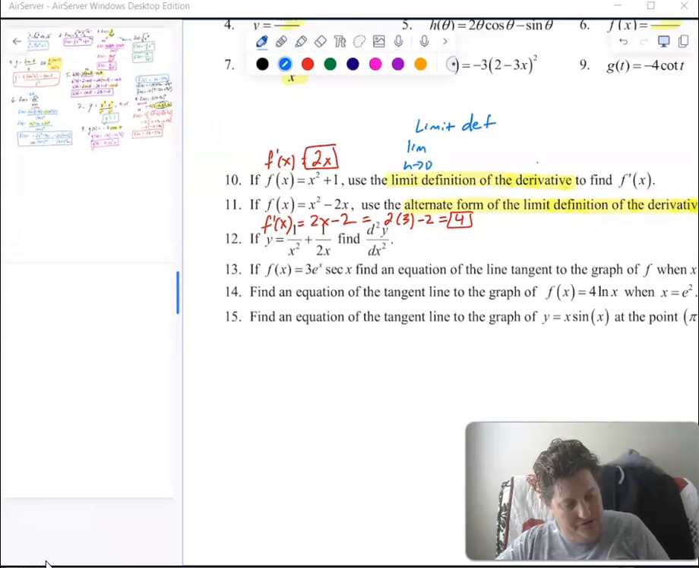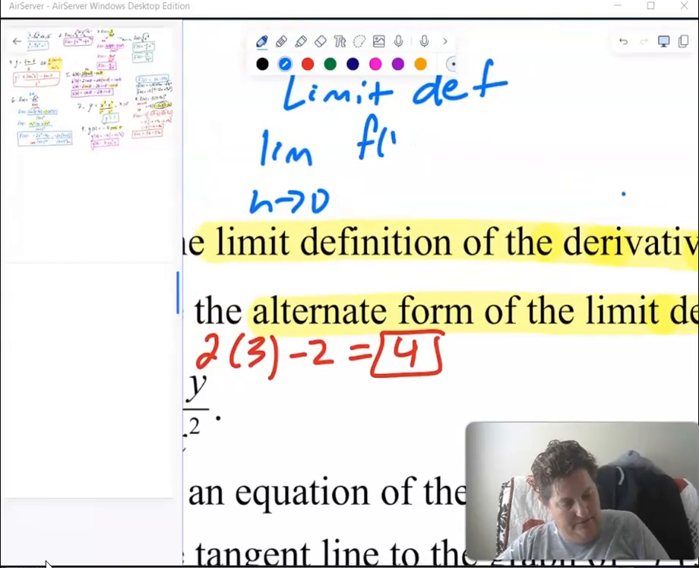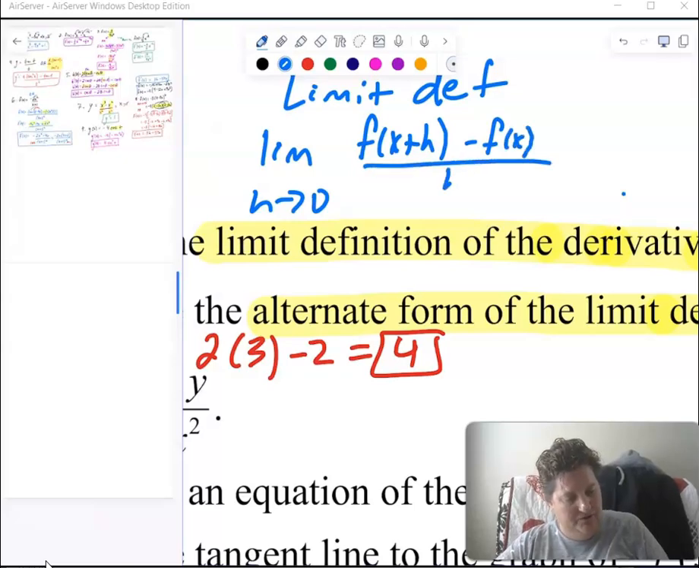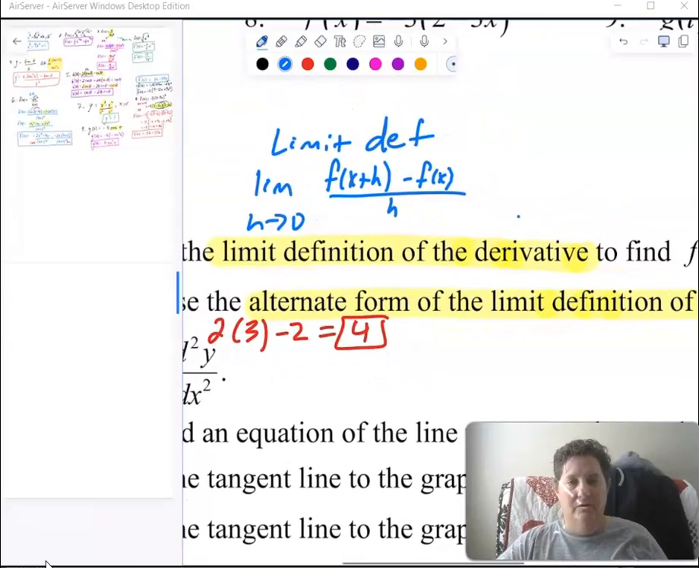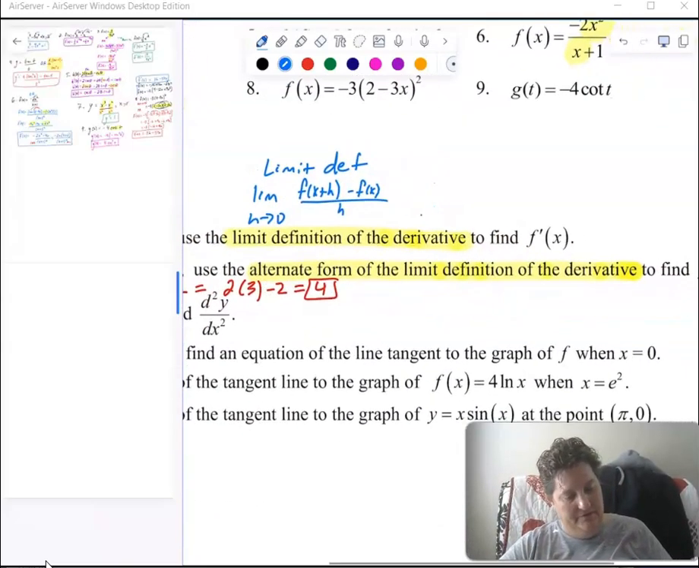It's limit as h goes to 0 of f of x plus h minus f of x over h. You guys want to remember that every test has some review, like spiral questions on it. And since we're only on Unit 2, the only place to get questions from is Unit 1. There's going to be some limits.